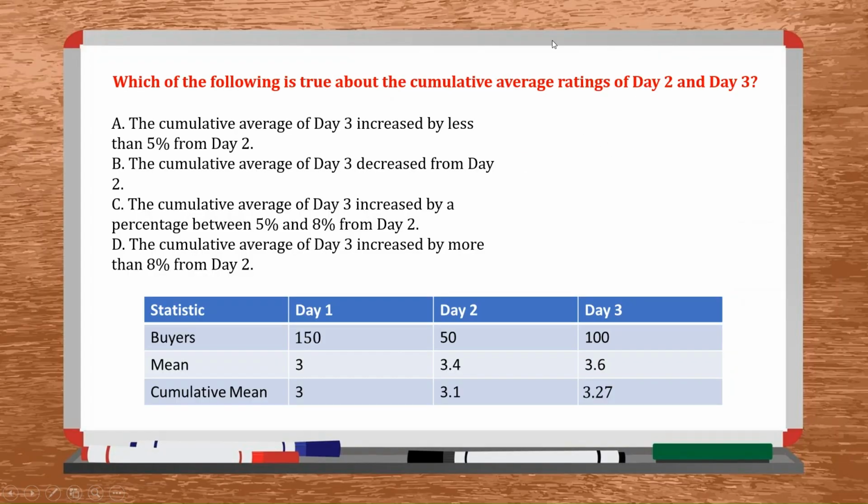Next, what is true about the cumulative average rating of day 2 and day 3? From day 2 to day 3, the increase is 0.17, which is around 6%. So the answer is C. The cumulative average of day 3 increased by a percentage between 5 and 8 from day 2. The answer is option C.